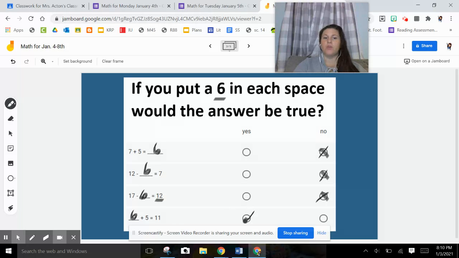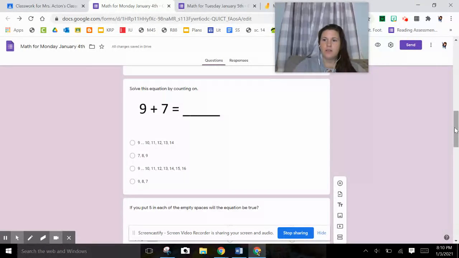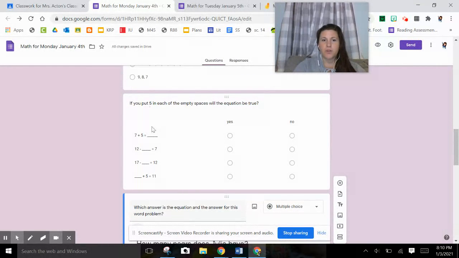But if you don't know, if you put 6 in your brain and put 5 fingers up and you said 6, 7, 8, 9, 10, 11, that gives you the answer 11 right there. That means that your equation is true. So you would check the yes. And in your form for today, it has 3 different equations. It says put a 5 in each of the spaces. So you're going to put a 5 in each of these.